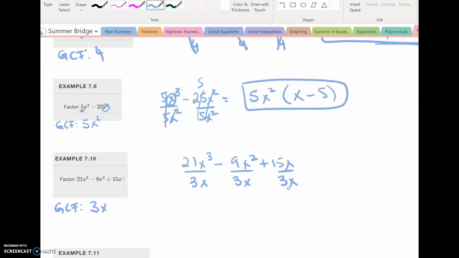Now we have happily canceling. So I'm going to have the 3x out in front. 21 divided by 3 is 7. Then x cubed divided by x is x squared. Then 9 divided by 3 is 3, and x squared divided by x is x. Then 15 divided by 3 is 5, and the x's cancel out. So that is what I have left.